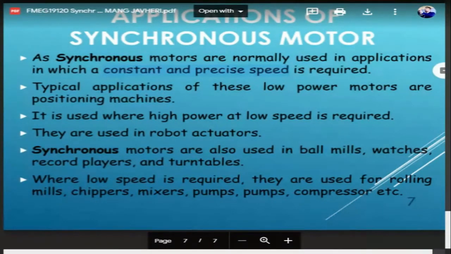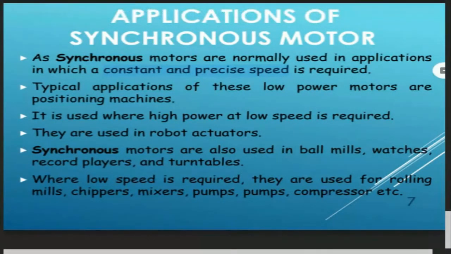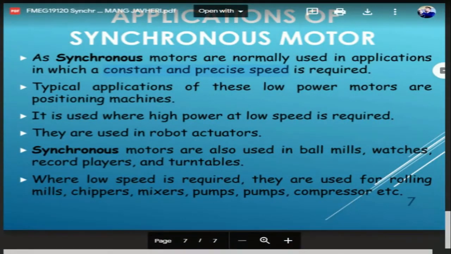But whenever those grains are put in that flour mill and it is running from an electric motor, then because of the friction, or because of that mechanical load, the speed starts dropping. And if the speed drops, then that is not satisfying the criteria of our synchronous motor, and because of that, in applications where we need a constant speed, precise speed, we are going to use a synchronous motor.